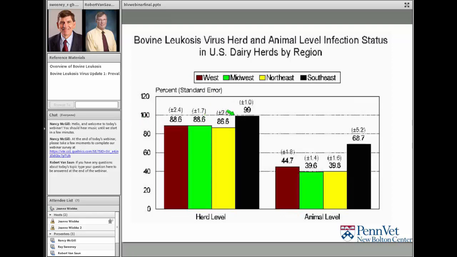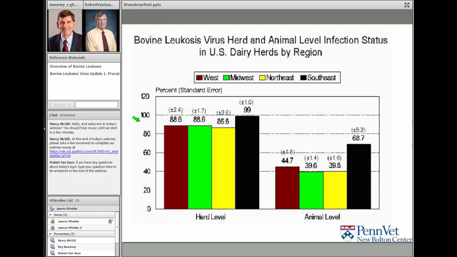You can see that here in the south, on this bar, in the southeast, 99%, virtually all of the herds they tested had at least one animal infected with BLV. In the rest of the country, the national average is close to 89 or 90%, and you average these all together. So 89 to 90% of all U.S.